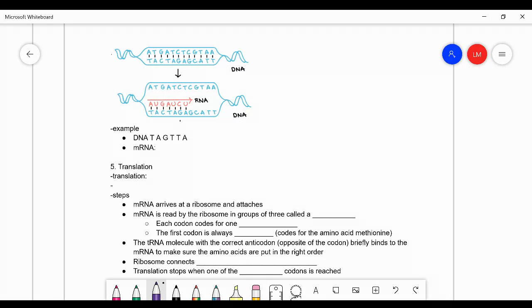So here's just another picture. This is again transcription. So we have our DNA molecule here. RNA polymerase is going to open up the helix and then add new bases. And it does that by a similar base pairing rule to know what order the mRNA nucleotides need to go in. The key difference is that there is no T or thymine in mRNA.